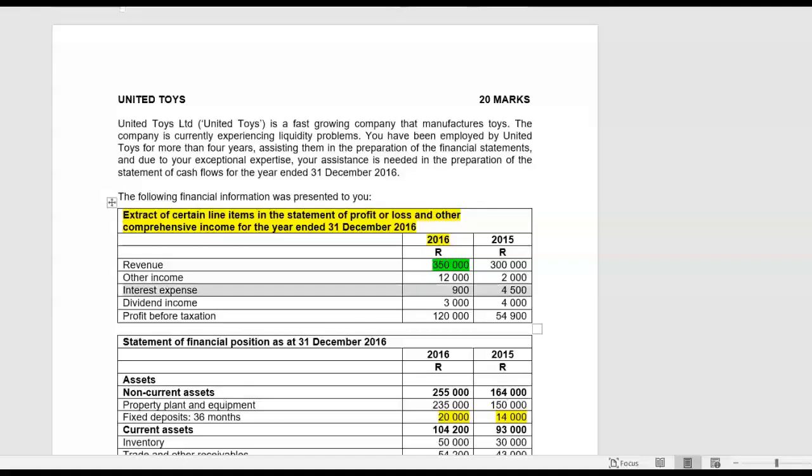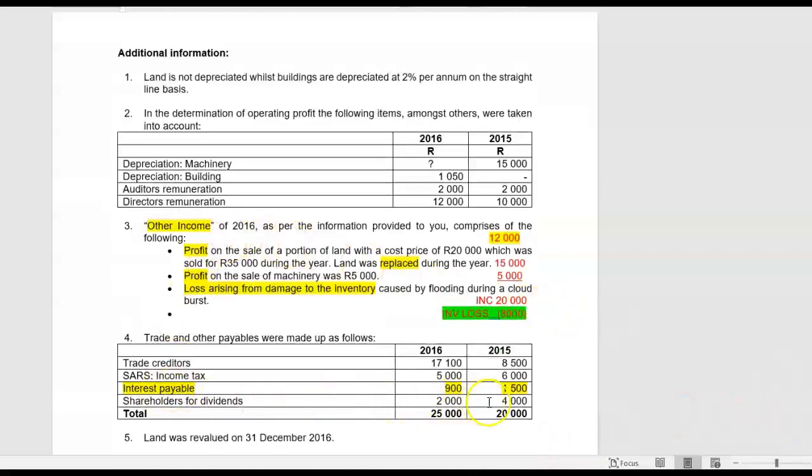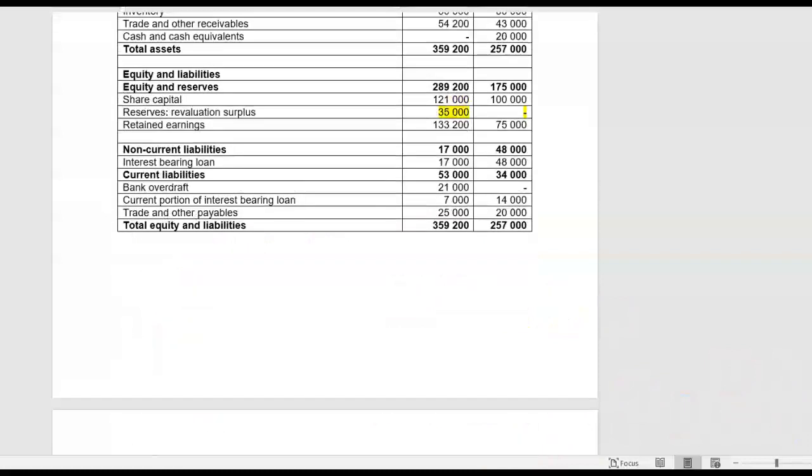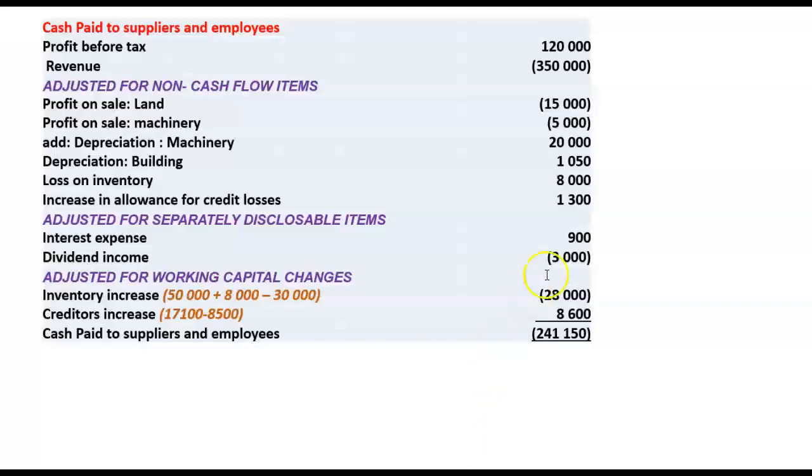Now you're going to say, you made a mistake, because remember, there was interest payable somewhere. Yeah, but the interest payable was not in the income statement. What was in the income statement was the interest expense. So therefore, I can only add back the 900 because only the 900 was included in the 120,000. Another separately disclosable item is my dividend income of 3,000. It increased my profits before tax, so if I want to eliminate that, I have to take it out. I have to minus it against my profit.